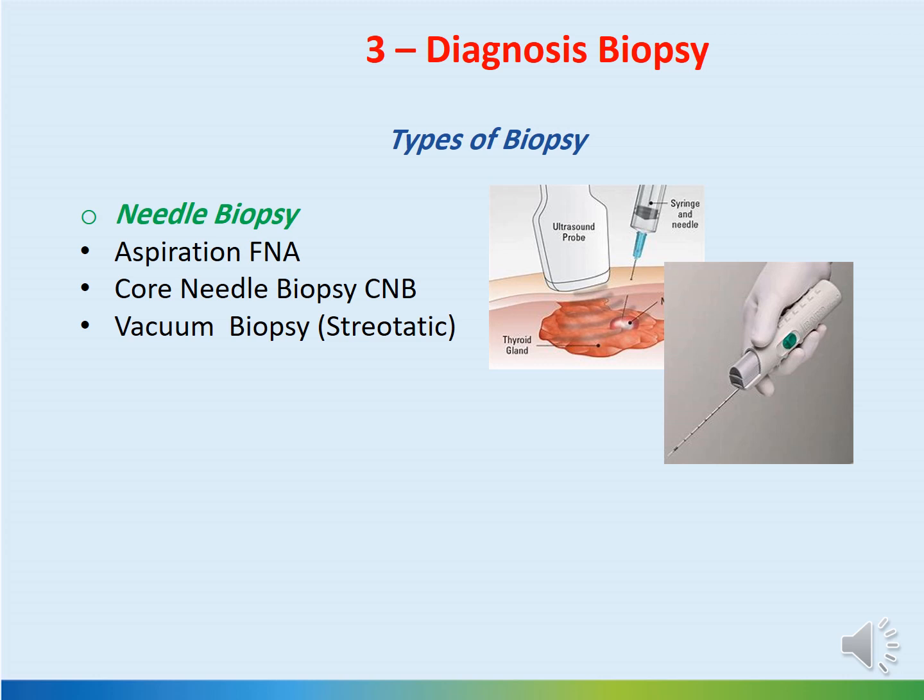Vacuum biopsy is a type of core needle biopsy, but we use a specific machine to help us get the specimen. We use it mainly in the breast, for example, under mammogram or ultrasound guidance, and we use it specifically for small calcifications to get this tissue biopsy.